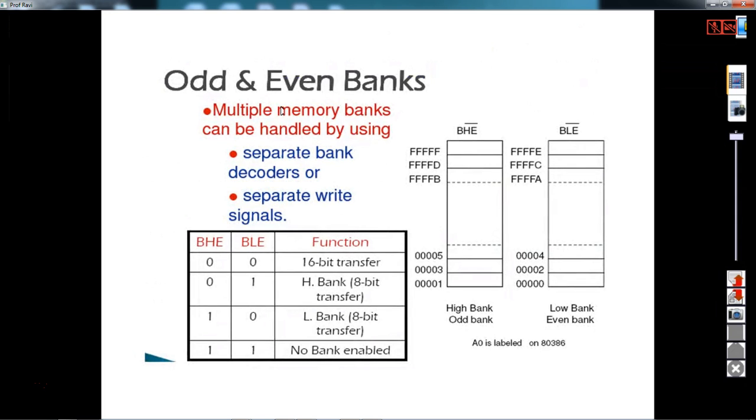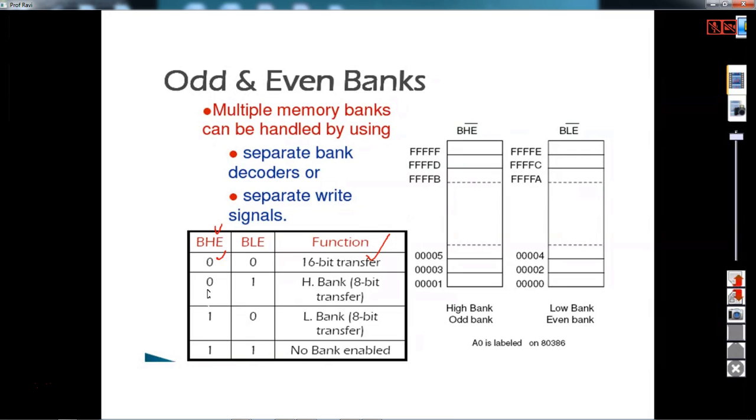So now if you try to see here, this bus high enable, if it is 0, that means the pins, you have to keep that in mind. So the BHE, if it is 0 and A0 if it is 0, then the processor is transferring 16 bits of data from both ICs.